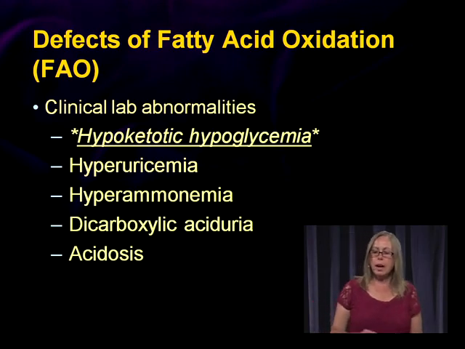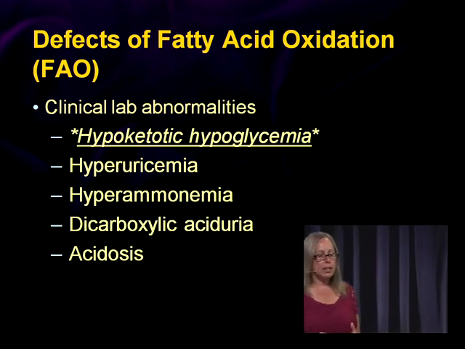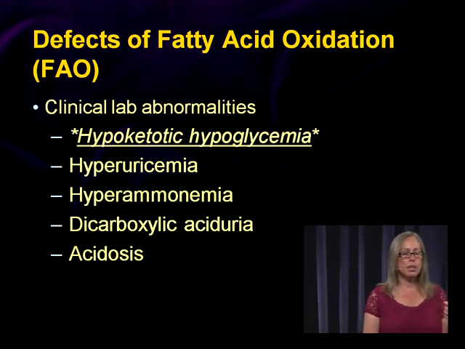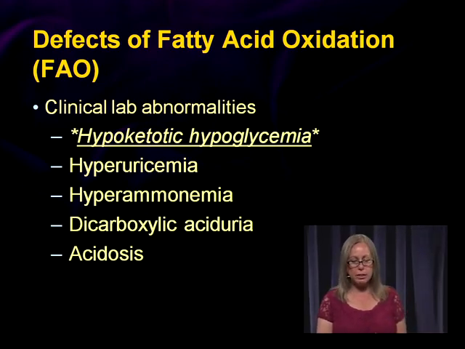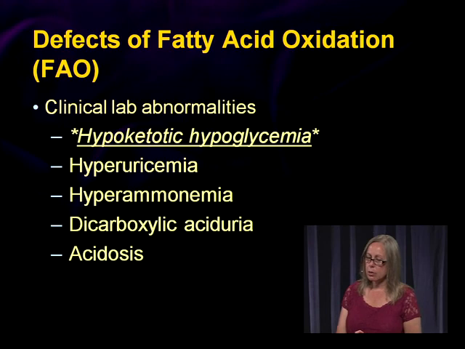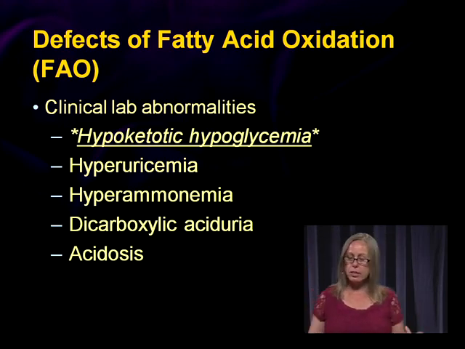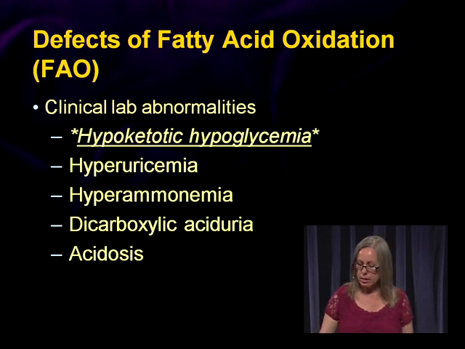So the clinical lab abnormality is a hypoketotic hypoglycemia. So you've got a low sugar, you're not being able to support it with the breakdown of fats, and you're not making enough acetyl-CoA to make ketone bodies. Your uric acid can go up. You can also have a mild elevation in your ammonia. You can get a dicarboxylic aciduria and acidosis.